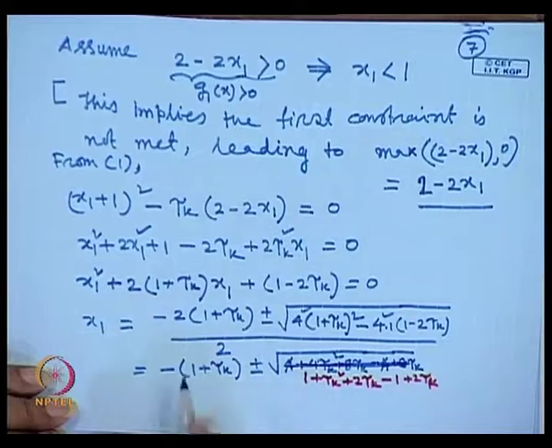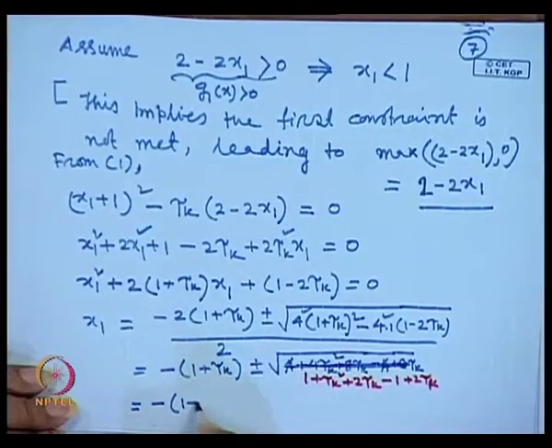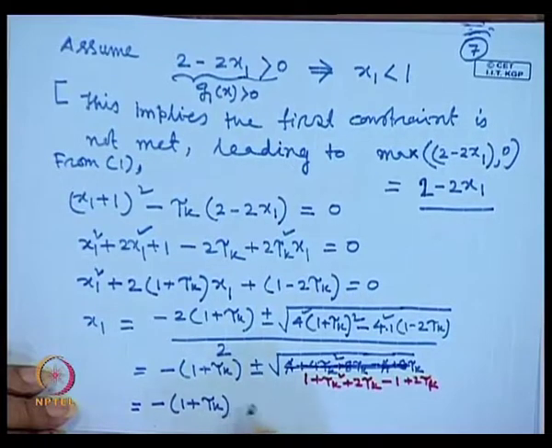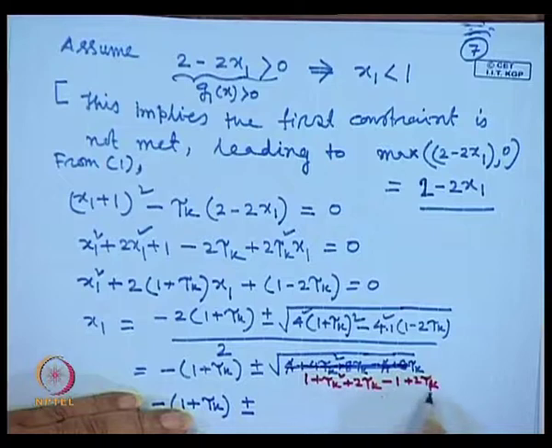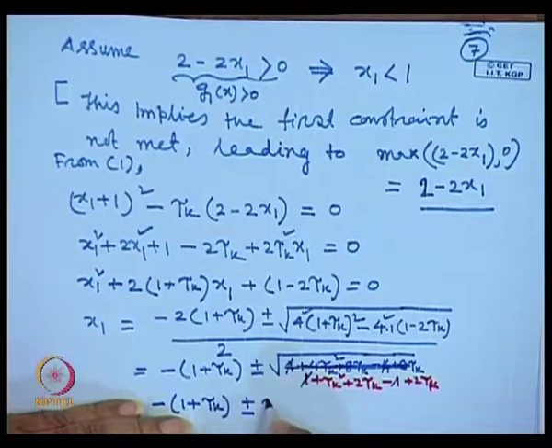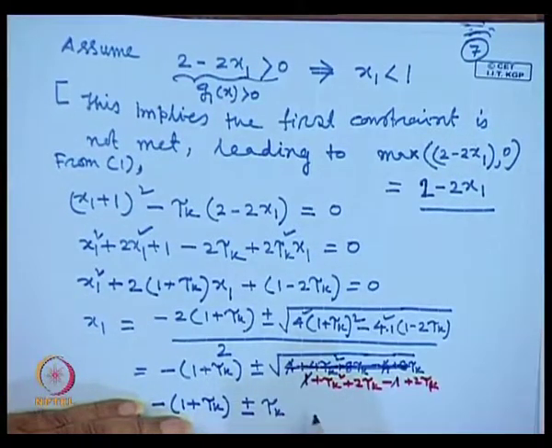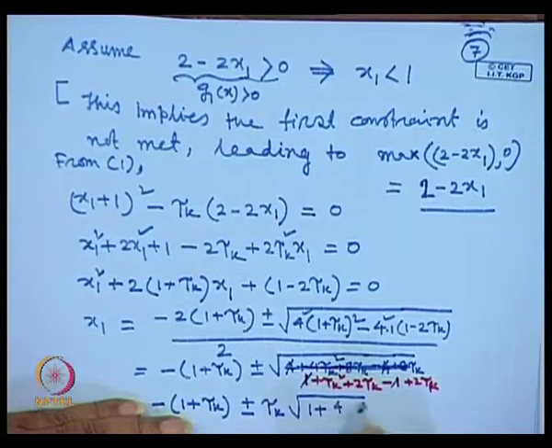So, ultimately I will get it, this one is 1 minus 1 plus tau k plus minus, if you tau square, this cancelled. So, tau square is there. So, tau k, and you will get it root over 1 plus 4 tau k.